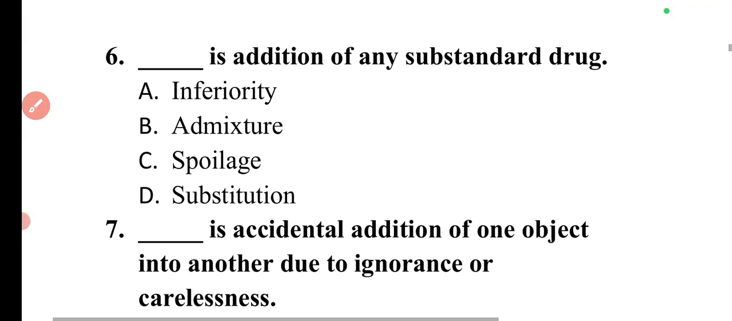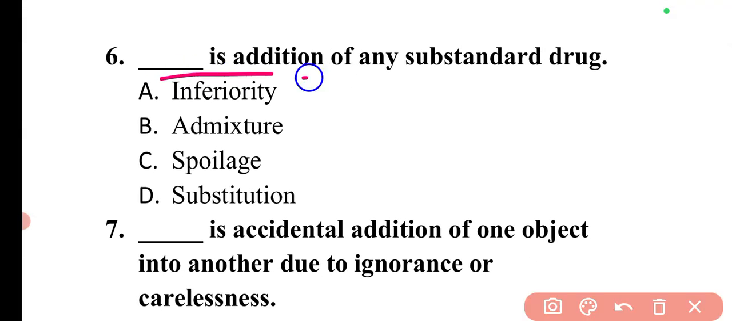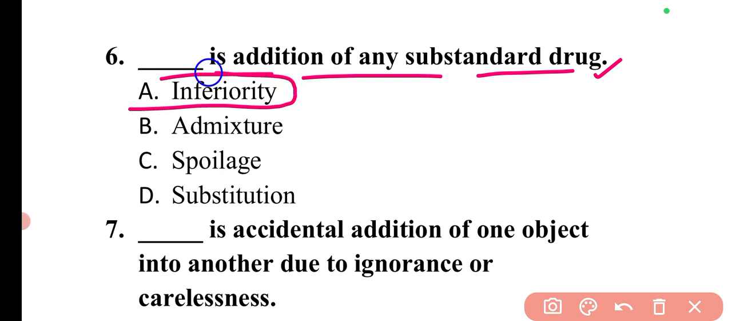Then moving to next question. The question is, dash is addition of any substandard drug. So addition of any substandard drug is inferiority. So here option A is correct.